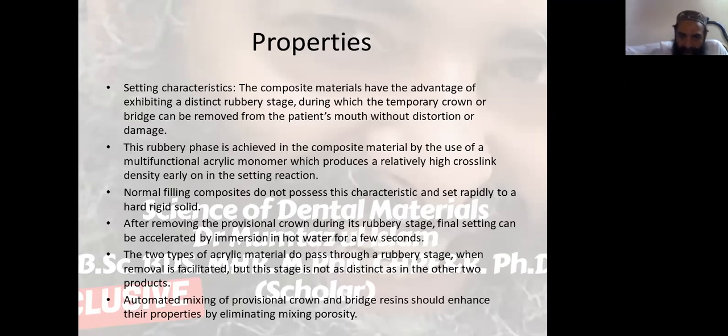The two types of acrylic material do pass through a rubbery stage when removal is facilitated, but this stage is not as distinct as in the other two products. Automated mixing of provisional crown and bridge resin should enhance their properties by eliminating mixing porosity.